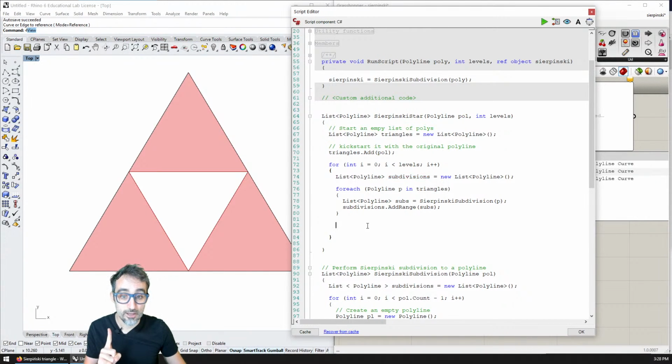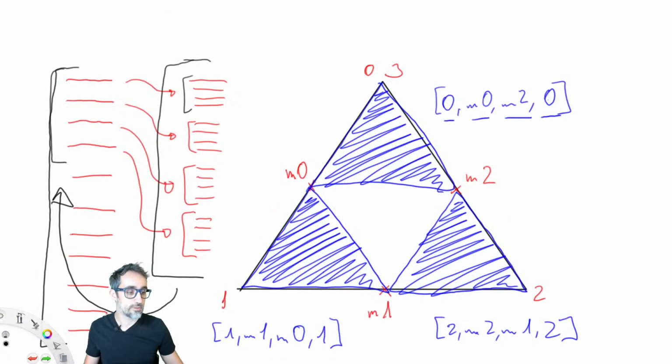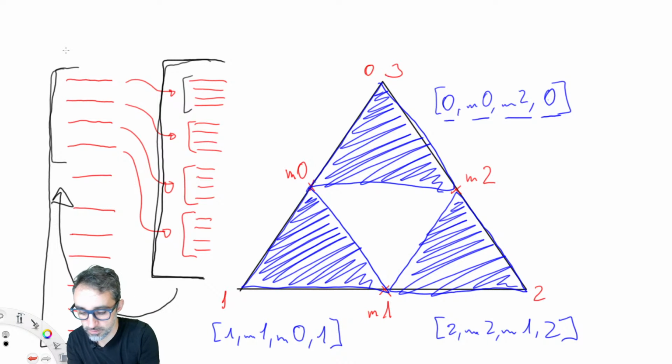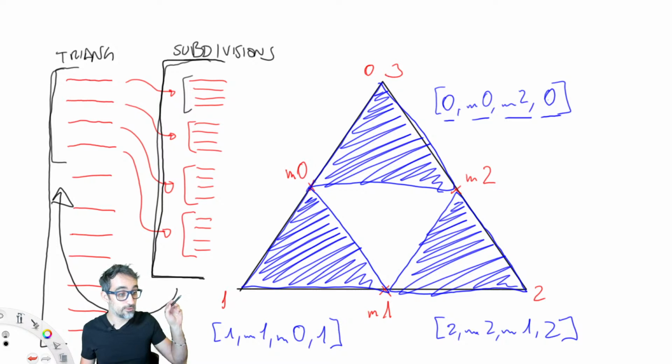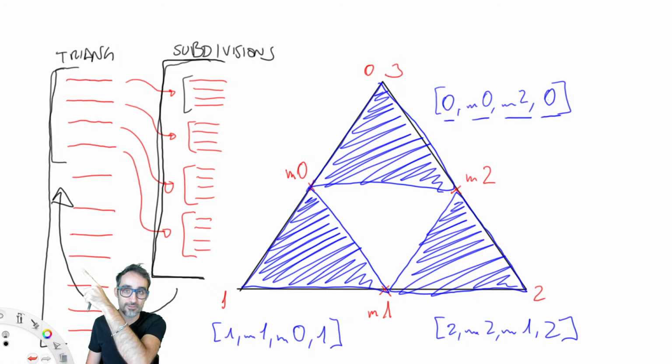However, this is not enough. There's something that I still need to finish, which is what I was explaining before here. This would be the list of subdivisions, and this is going to be triangles, and this is going to be subdivisions. In order to keep doing this iteratively, this arrow that I have right here, I need to make sure that the list that I just generated of subdivisions now becomes the list of triangles so that I can subdivide them again.